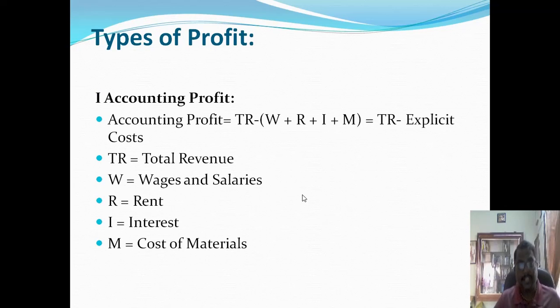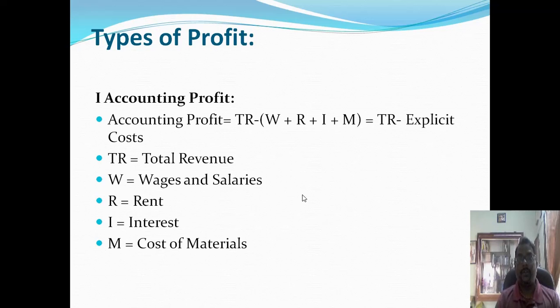So what is accounting profit? If you go through the slide, it is very easy to understand. The formula is equal to TR, where TR represents total revenue, minus W, where W refers to wages and salaries. Along with wages and salary, you have to add rent, because if you are doing business you need to pay rent. Then you add interest, and all the cost of materials, raw material cost and so on.